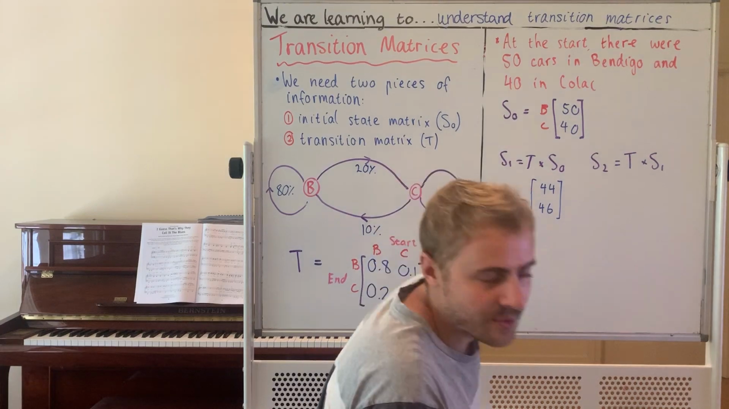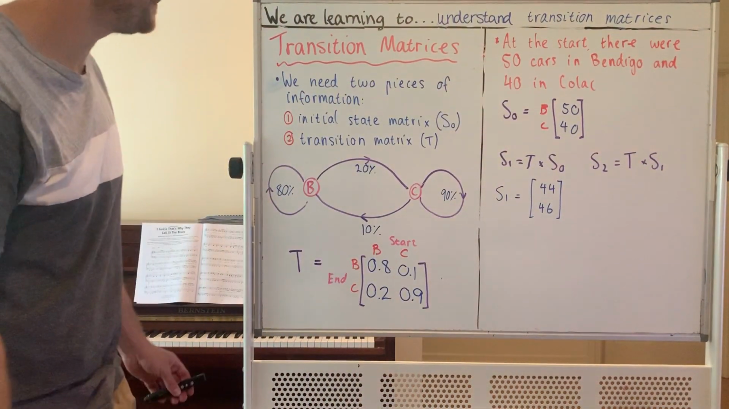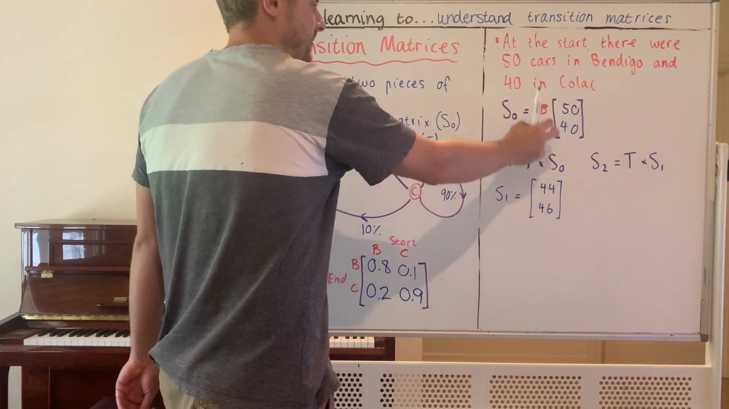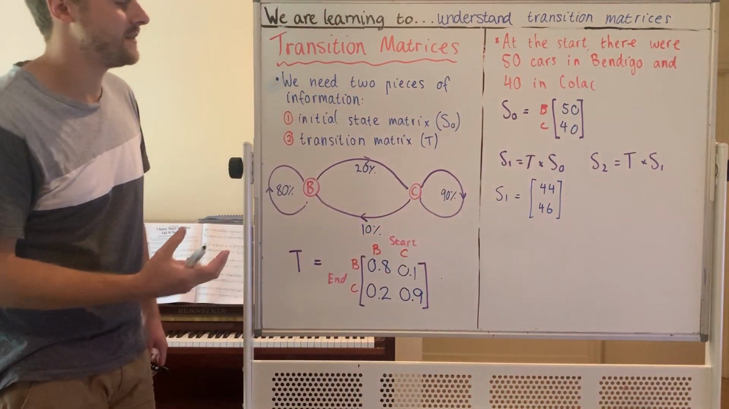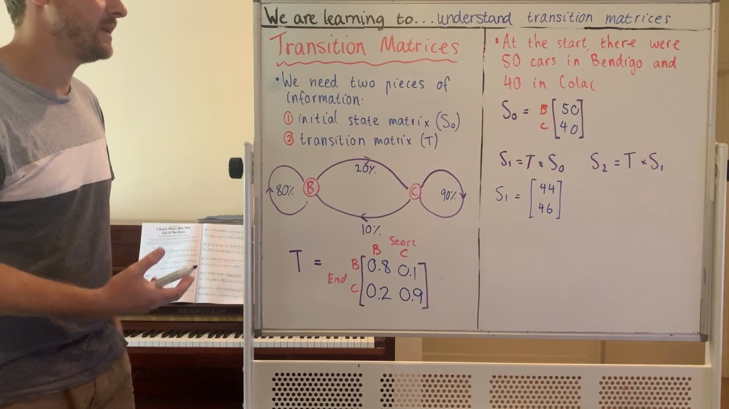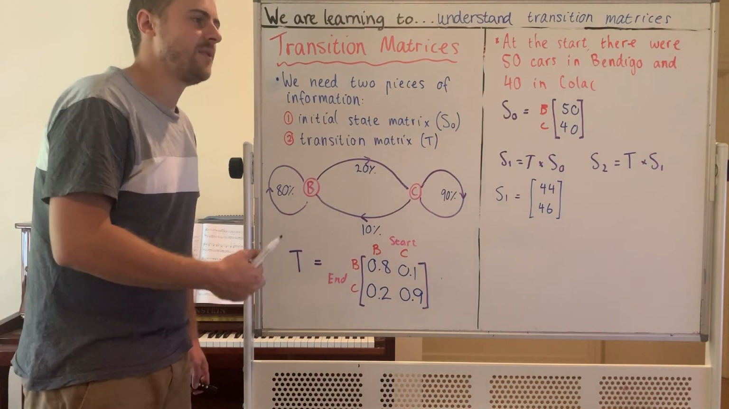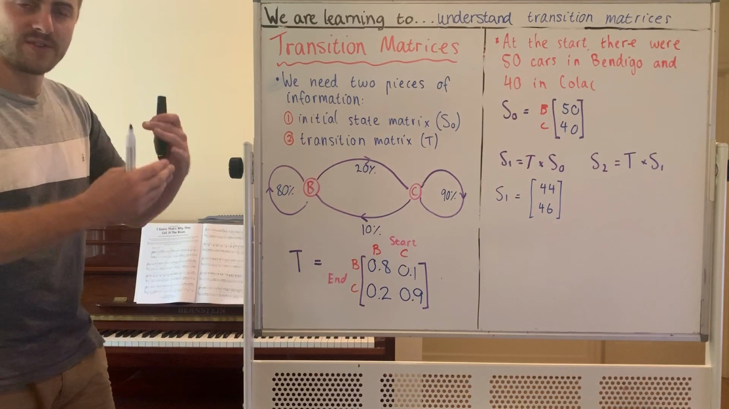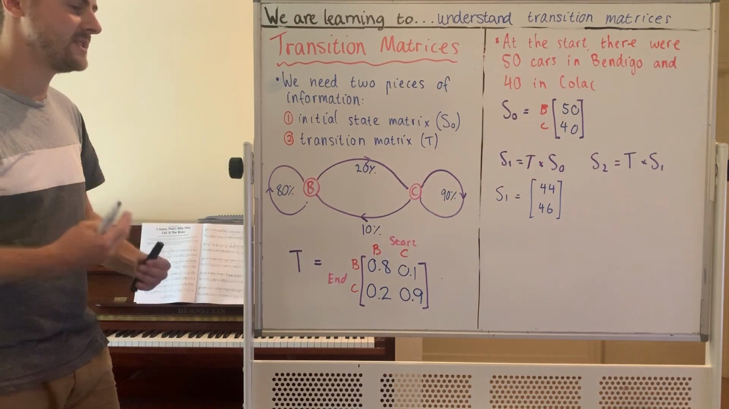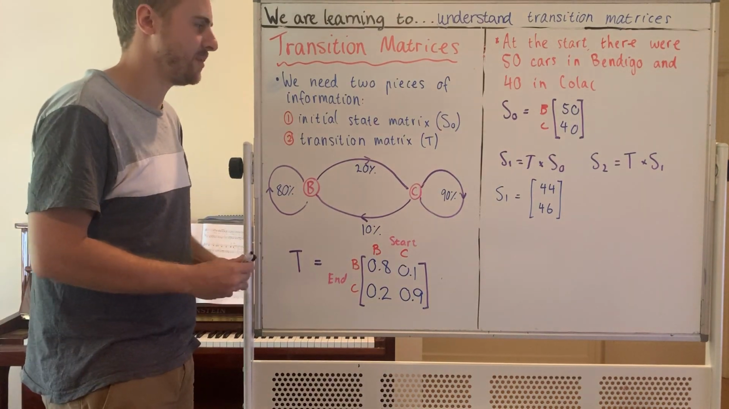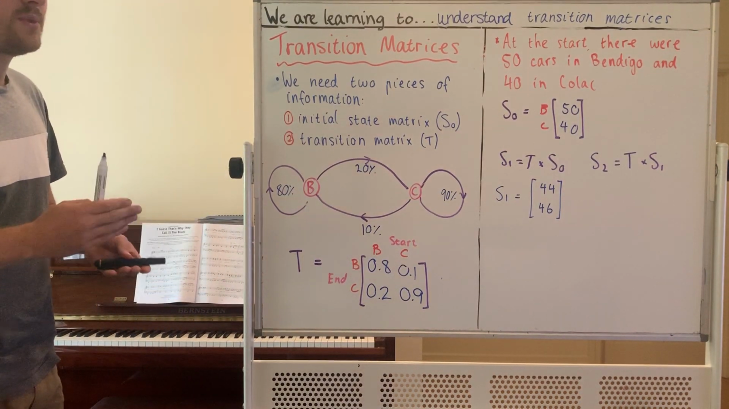We would round it to a whole number because we're talking about cars here. And it would show us that some of the cars that have left Bendigo have gone to Colac, so after 1 week, 44 cars in Bendigo and 46 in Colac. If we did it again, you'd notice a trend, you'd notice that the Bendigo ones are going down, you would notice that the Colac ones are going up. So that's how to find it after 1 or 2 weeks.